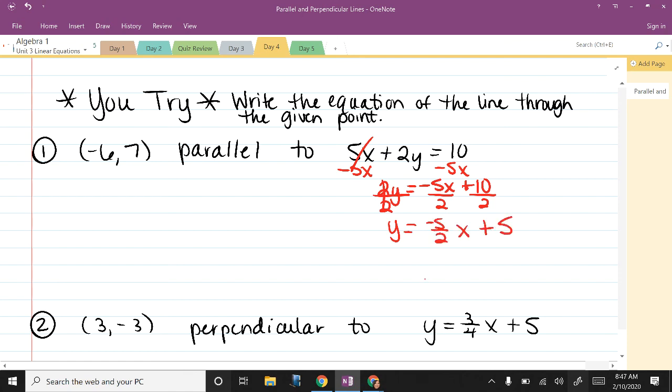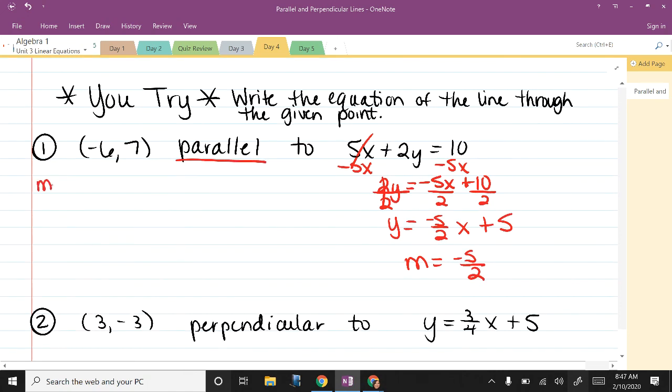Plus 5. So what's the slope of their line? Negative 5 over 2. And we're going to be parallel. So what is our slope going to be? Negative 5 over 2. Again, because parallel lines have the same slope, right? Y equals mx plus b. We're going to plug in x, y, and m to get our b. What goes in for y?